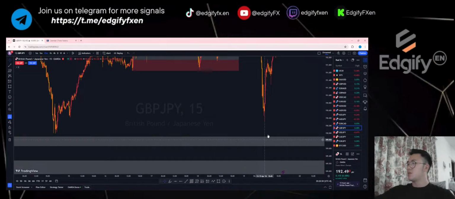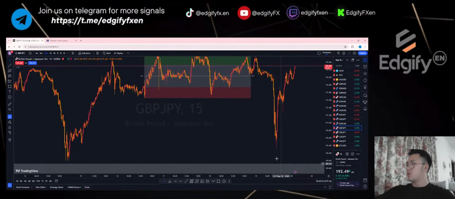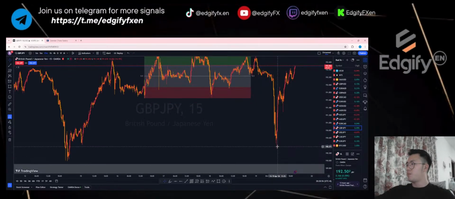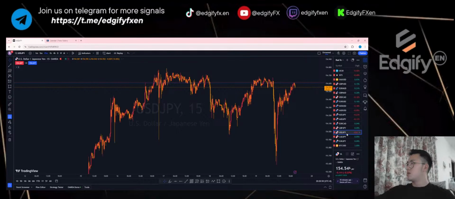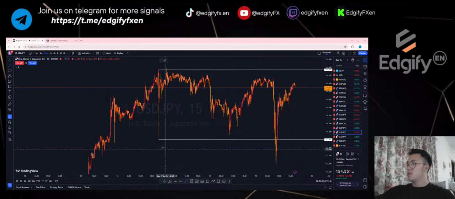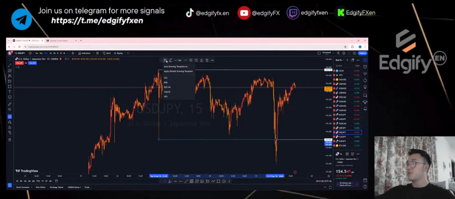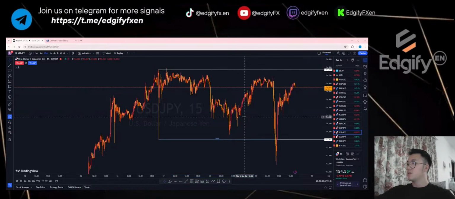GBP JPY is not tapping here again. Alright, once again it's not tapping. It broke below, but it did not tap in here. This happened early in the morning. Alright, USD JPY has broken below on the 15, so we can look for sells temporarily on the 15.